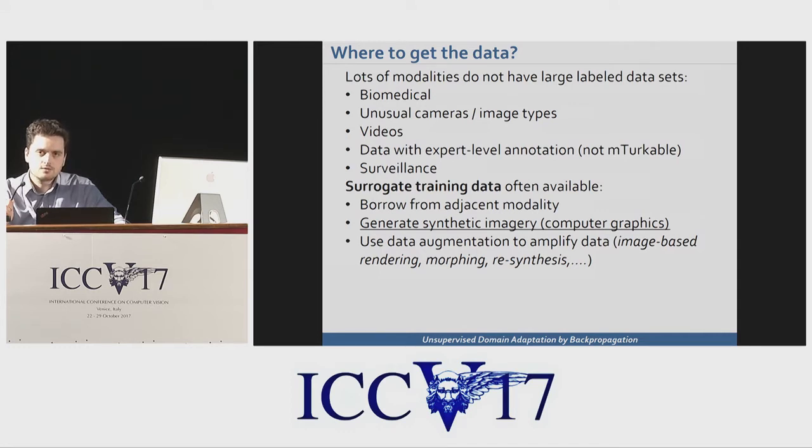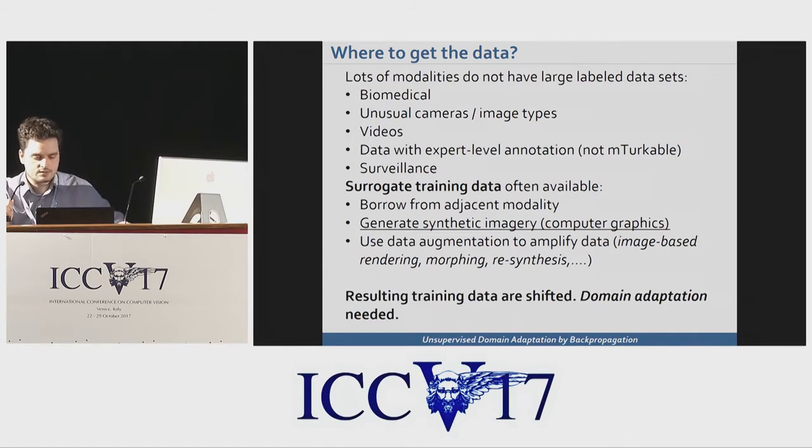This would give you a big annotated data set, but unfortunately, in many real-life situations, the resulting training data is shifted in a certain sense, and deep networks trained on such shifted data may overfit to the differences between the training data and the data you actually care about, leading to a quite significant drop in performance.